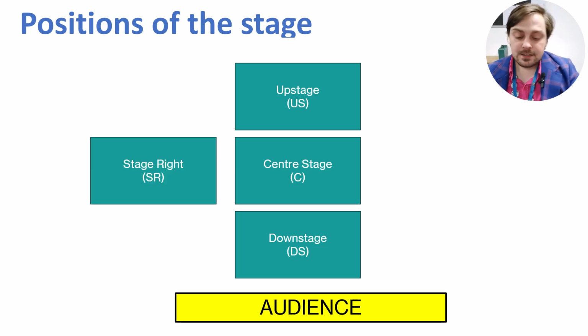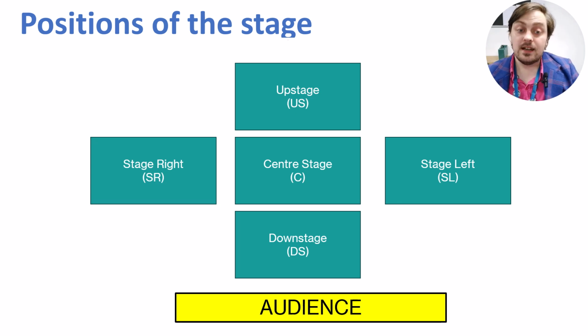We have stage right and we have stage left. Now, you may be thinking I've done something wrong here because stage right is written on the left-hand side of the screen and stage left is written on the right-hand side of the screen. However, when we are sitting in an audience, we always talk about left and right from the point of view of someone standing on the stage looking at us. So for us in the audience, left and right are flipped.